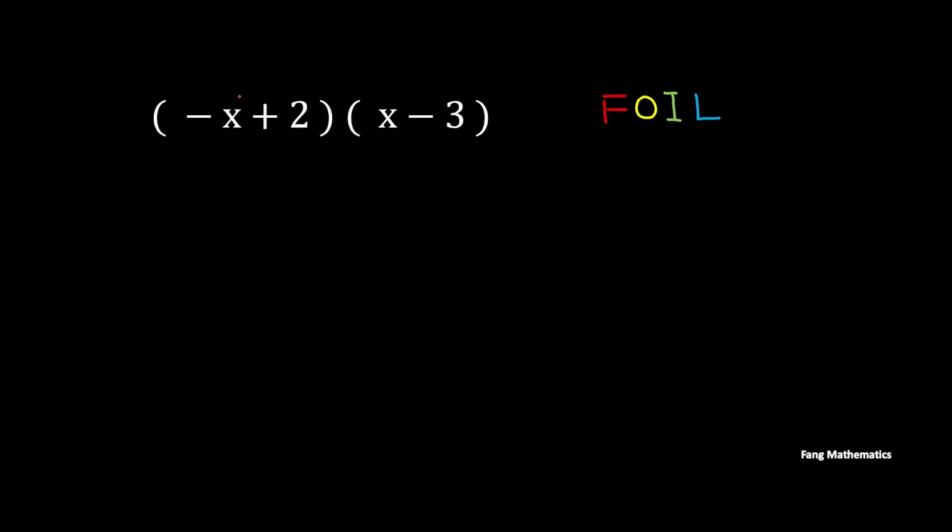The last example we have, so F, first term in each binomial. Remember that you have a minus sign attached to the first x, so you are to take the minus sign with x, minus x times x. The next, O, outer, so the term that is outside, remember that there is a minus 3 and always attach the minus sign.